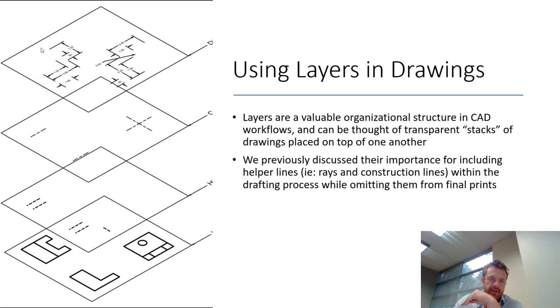We previously introduced the concept of layers when we talked about our helper lines, particularly the ray and construction lines. Remember that both of those, at least in one dimension, weren't bounded. They went on forever, and their utility was really just to help us in the drawing process. Because of that, we wouldn't want to include them within our final prints. So we said that isolating them on a layer would be a nice organizational tool, because we would be able to, as we'll see in a minute, turn them off during the printing process.